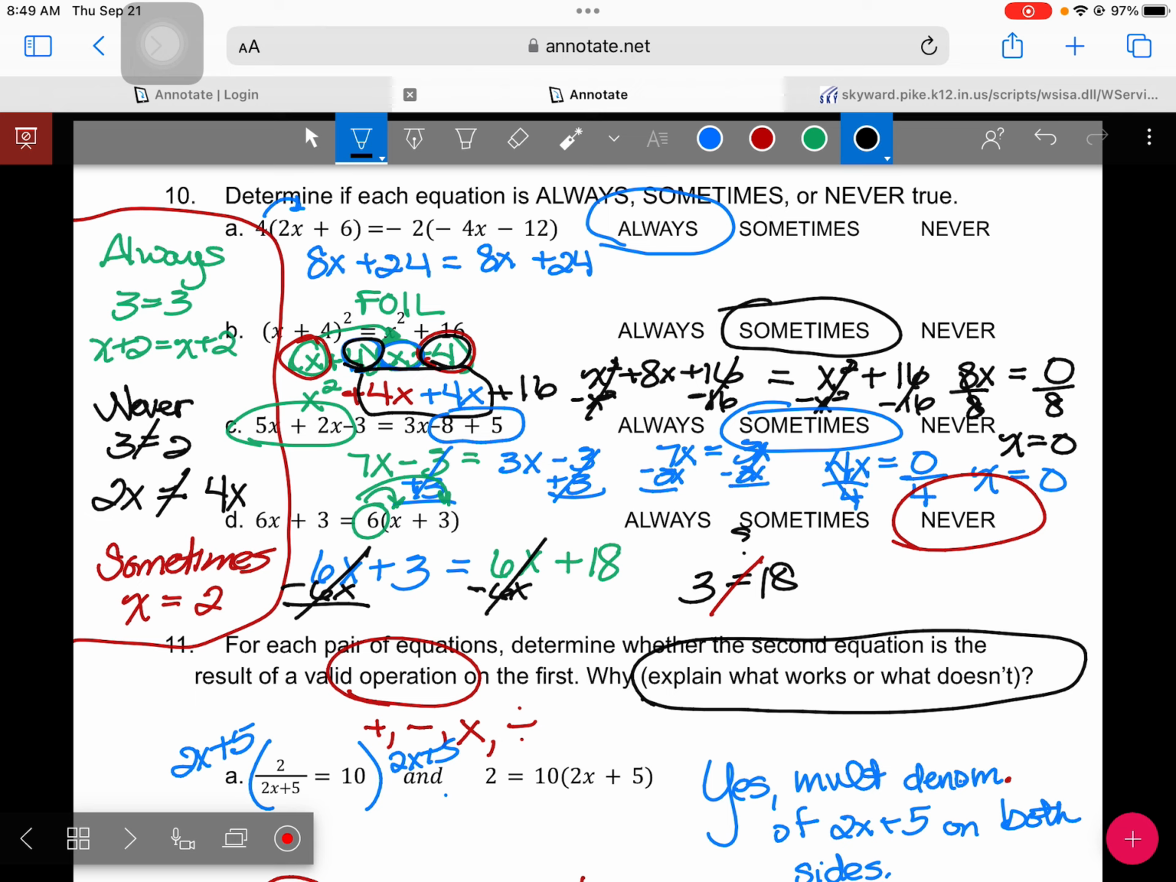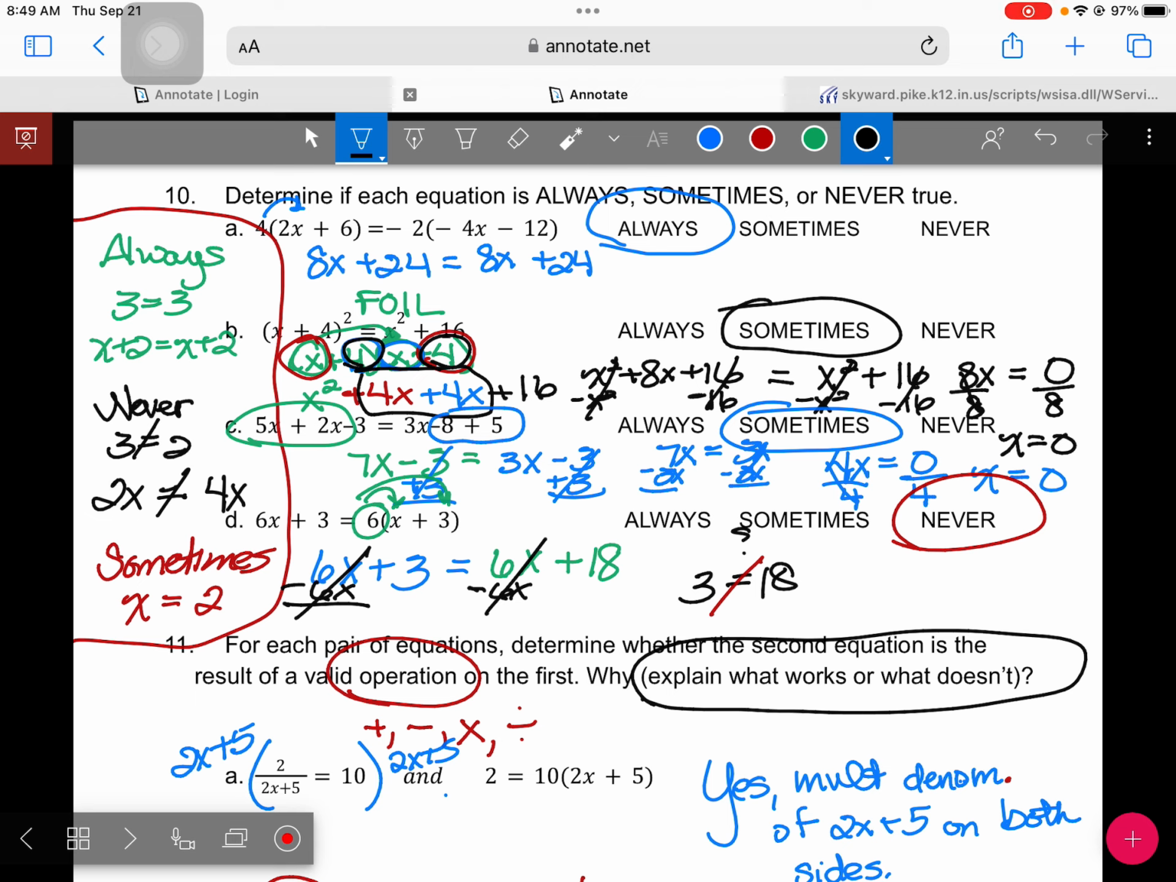Okay. What you need to do is try to simplify these problems all the way down. Your answer is going to be an always answer if after you simplify and work it down, you get 3 equals 3. That's always going to be true. If you get x plus 2 equals x plus 2, that's always going to be true. If you end up getting something like 3 equals 2, that is not true. Never will be true. If you get a variable equal to a number, then yes, that is sometimes true. It's true when that number is equal to that variable, but it's not always true for any value.